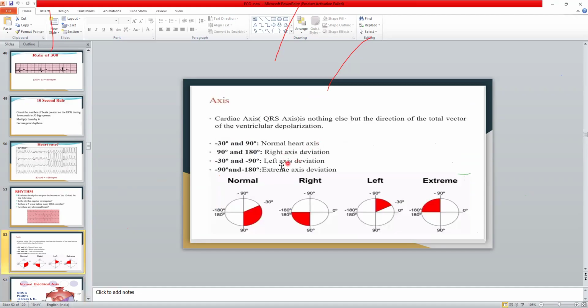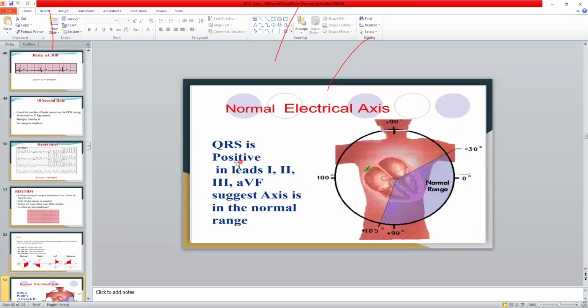What is the right axis deviation? When the direction of the ventricular depolarization is between 90 to 180, it is right axis deviation. When it is between -30 to -90, it is left axis deviation. So this QRS axis is better seen in lead 1, lead 2, lead 3 and AVF, where the QRS axis is positive. This suggests that the axis is in the normal range.